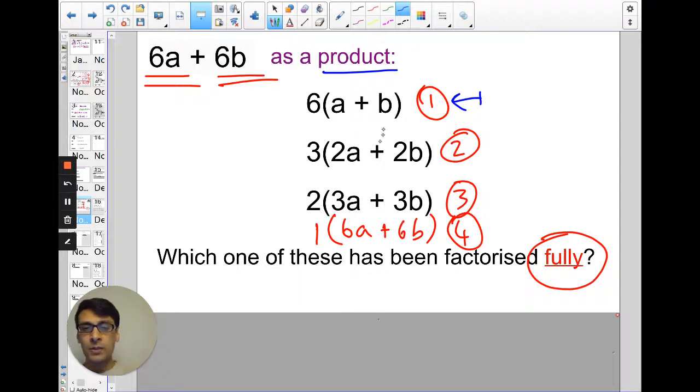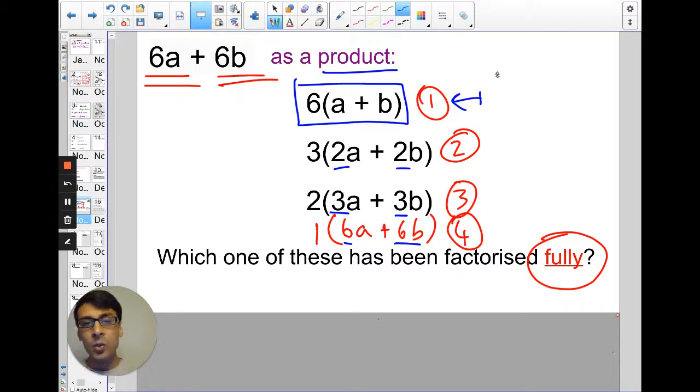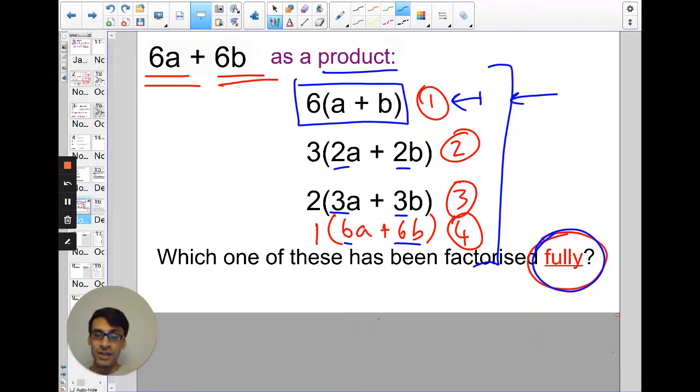Because for example, in line 2, I can actually take out a 2 from both. In line 3, I can take out a 3. In line 4, I can take out a 6. If I have 6 times a plus b, there's nothing else I can take out from the a plus b brackets. So there are lots of ways of factorizing, but we're going to be looking at fully factorizing something. That means taking out all the common factors. And there's a really interesting method to be able to do this, which I'm going to show you in the next video.